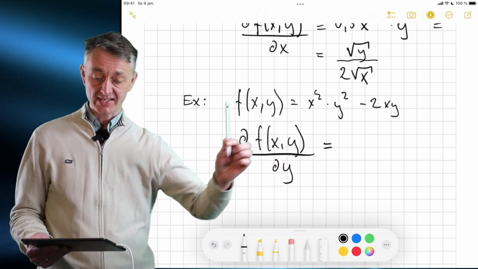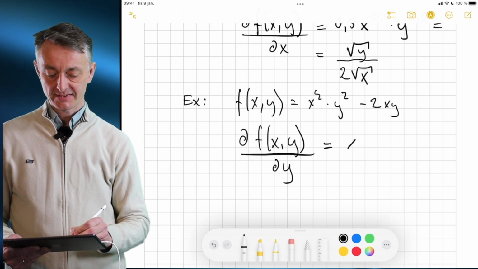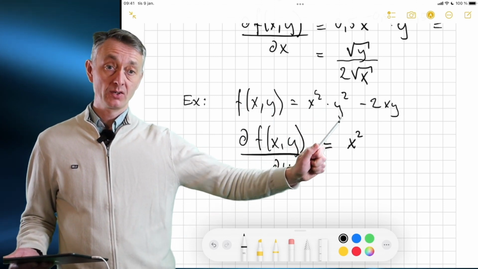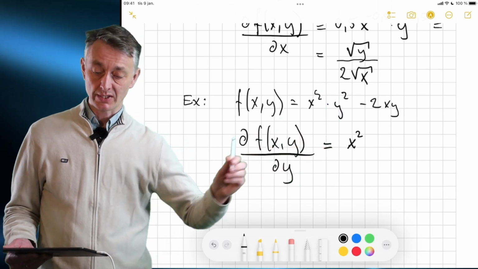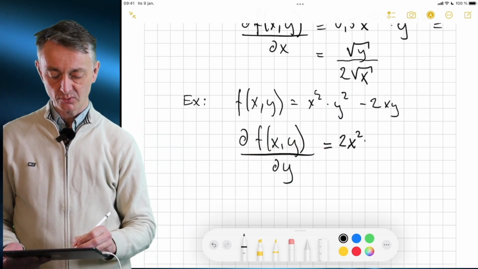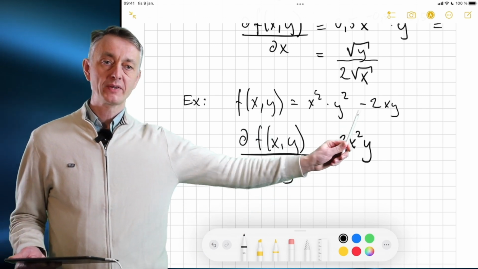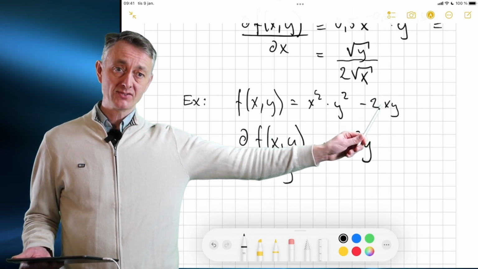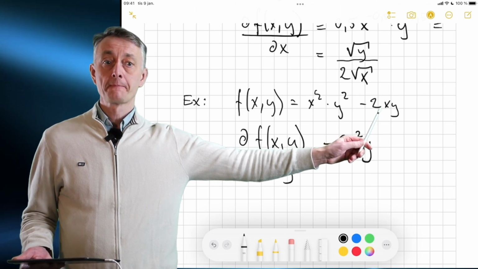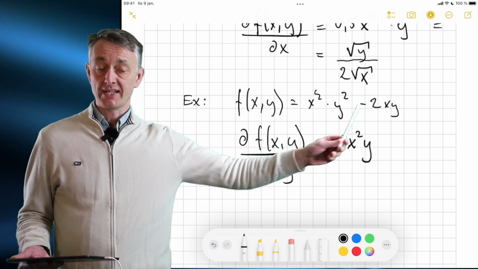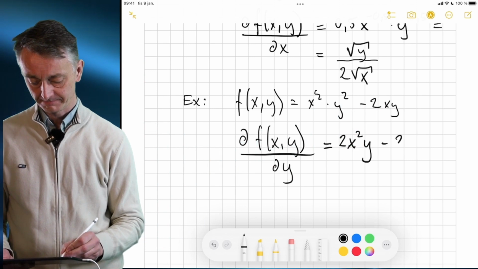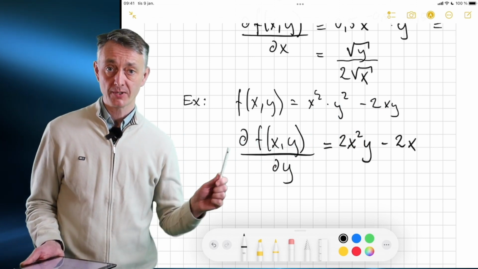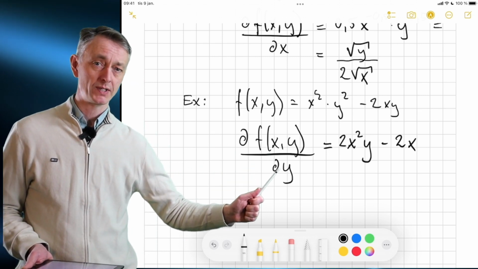well, then x becomes a constant, so that just remains there. So this is x squared, and then we have the derivative of y to the power 2, that's 2y, so we have to put a 2 here and a y there. And what about this term here? Well, x is a constant, so it remains, 2 is a constant, it remains, so we're just going to have minus 2x. That was the second example of a partial derivative, but this time with respect to y.